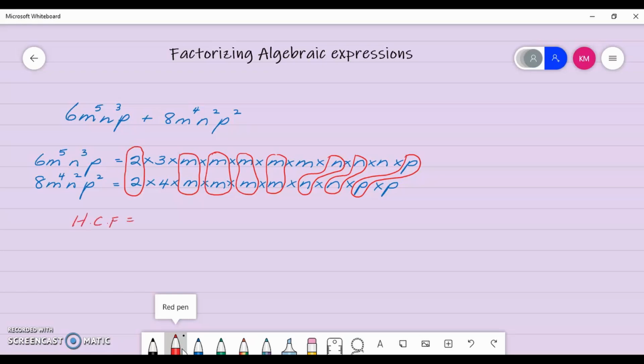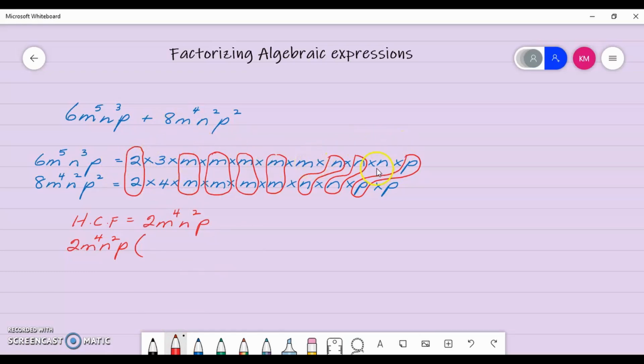So my HCF is going to be 2m to the power 4, because I have 4 m's being common there, n squared because I have 2 n's common, and p. So it's going to be 2m to the power 4 n squared p. Let me write that on another line. So my HCF is that there. And to write my factorized expression, I take my HCF and multiply it by my remainder there.